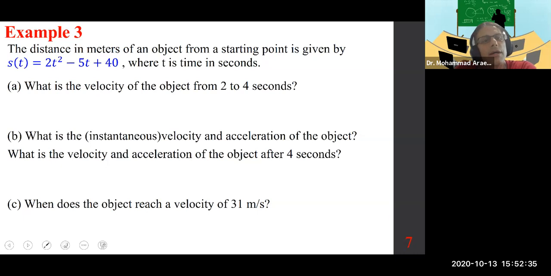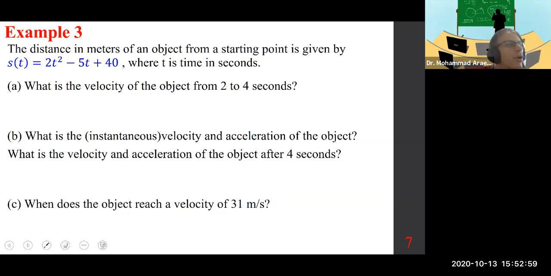All right. The distance in meters of an object from a starting point is given as follows. S of t is 2t squared minus 5t plus 40, where t is time in seconds. And so we want to find the velocity from 2 to 4. This is the good old average velocity, that is the total distance over total time.